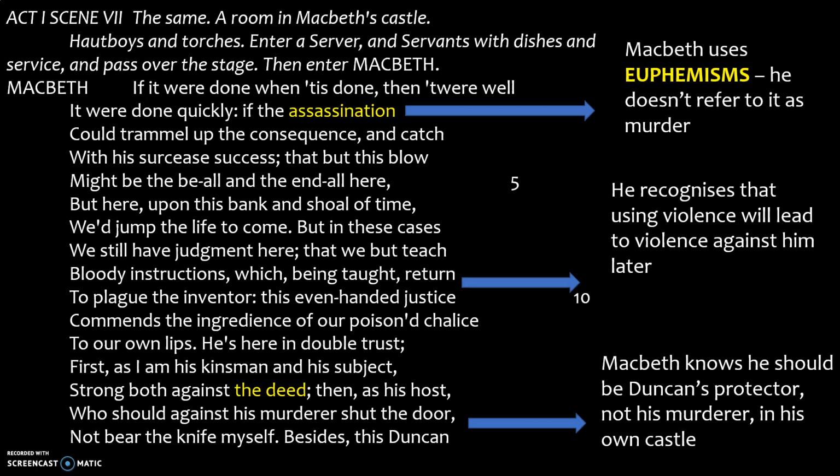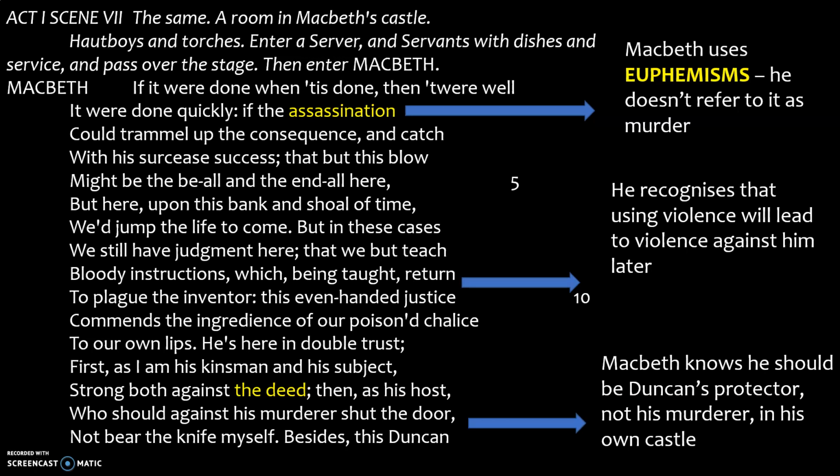And he talks about the judgments and the difficulties. Further down now on line 9, where I've got my middle arrow, he says, "We still have judgment here, that we but teach bloody instructions, which, being taught, return to plague the inventor." As in, by teaching bloody things and doing bloody things, eventually those violent actions will come back to the person who did them originally. So if they're going to kill Duncan, there will be consequences for them later on, quite possibly violent consequences against them, and he knows that.